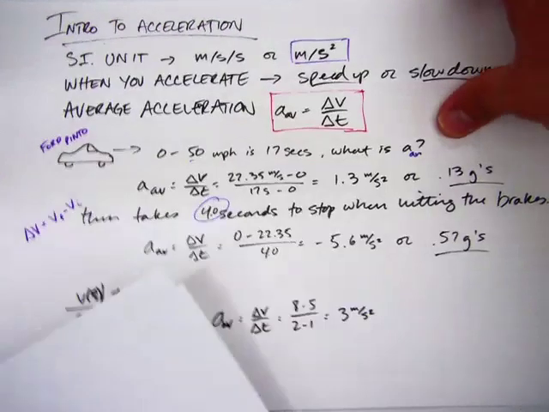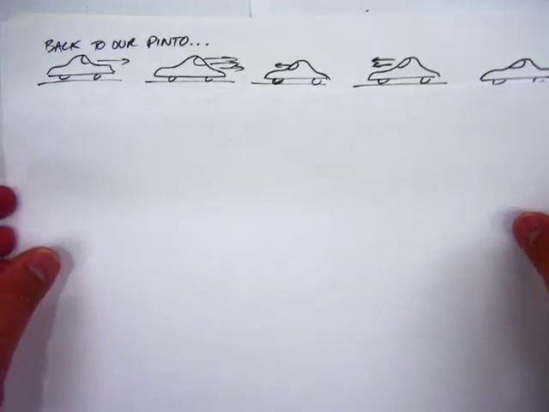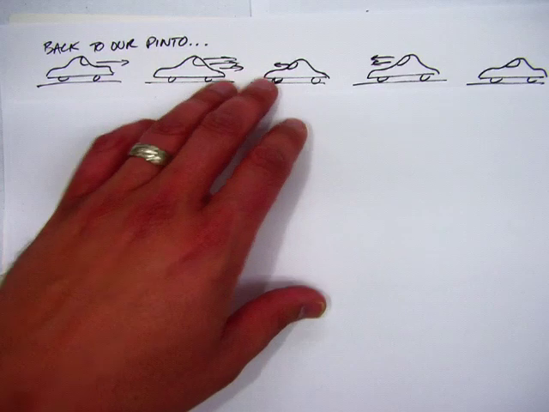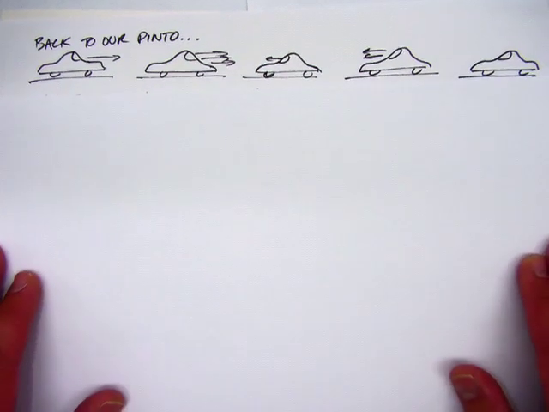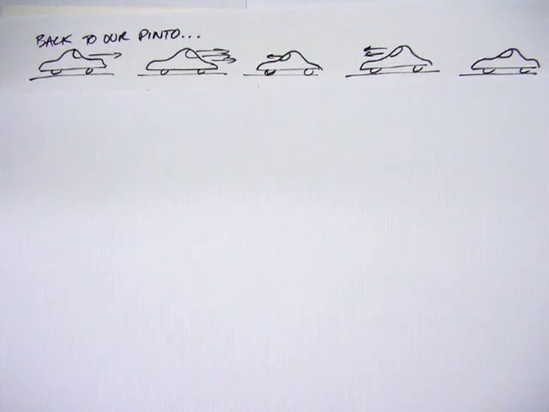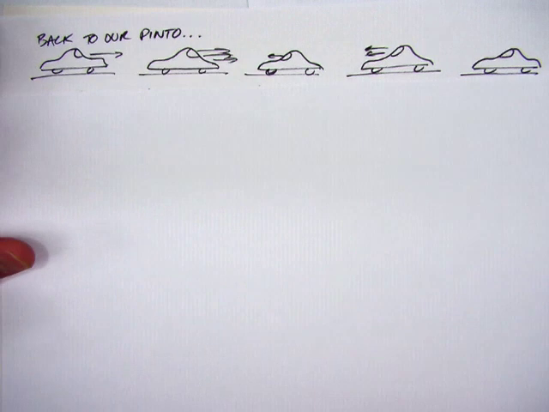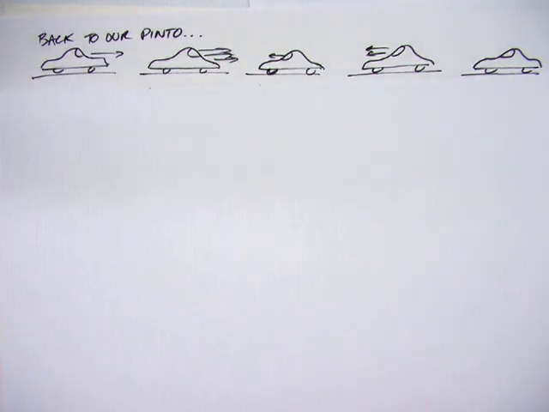Okay, I'm going to pull up another scenario here, one that will help us understand the idea of acceleration and the direction of motion, something that's very commonly misunderstood. So let's go back to our Pinto, and let's look at our Pinto at 5 different snapshots in time. Each one of these times, the Pinto is going to have a certain velocity during a certain clock time.